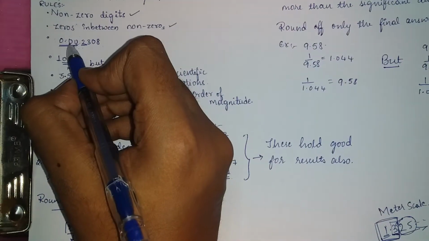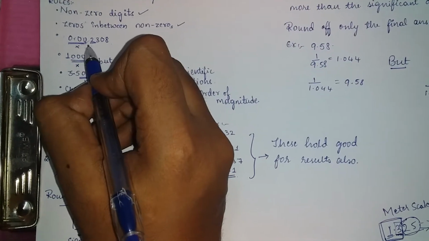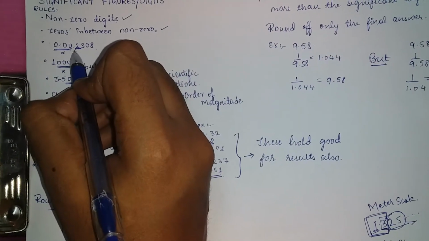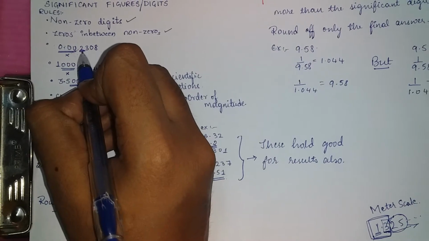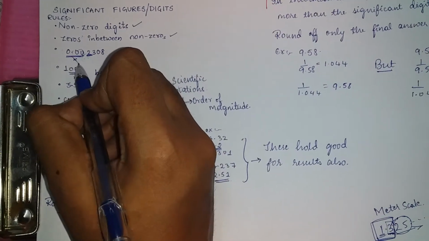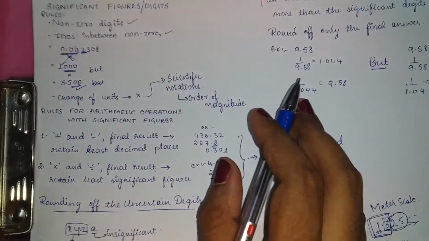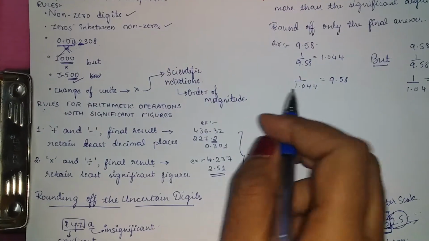So if there are zeros to the right of the decimal point, before a non-zero digit, that is to the left of the non-zero digit, then these zeros are not considered. They are not among the significant digits. You're not going to take them as significant digits.